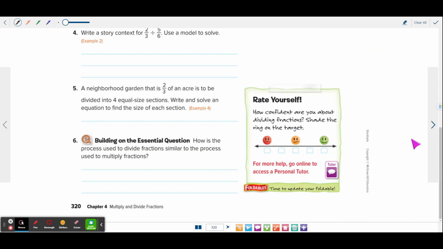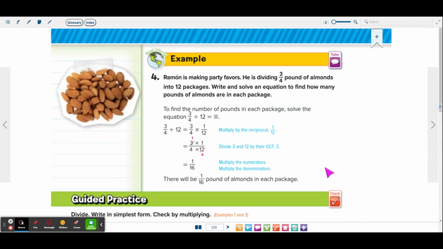Okay, so let's go on to page 320. 320 has a word problem, which you do the same way. Ramon is making party favors. He's dividing 3/4 pounds of almonds into 12 packages. Write and solve an equation to find how many pounds of almonds are in each package. That would be 3/4 divided by 12.